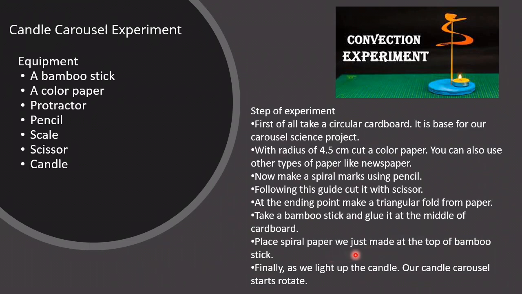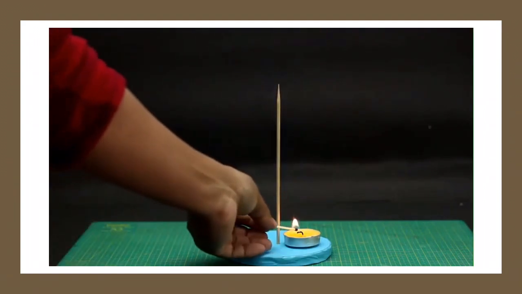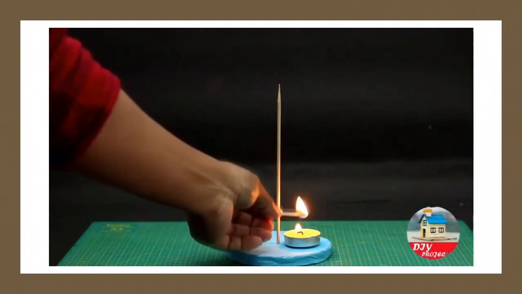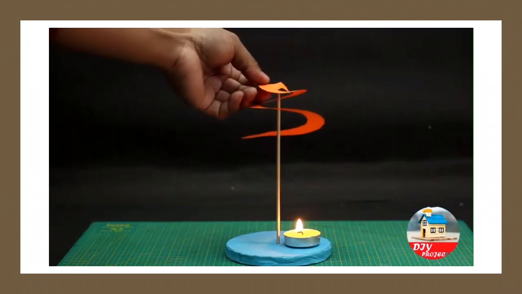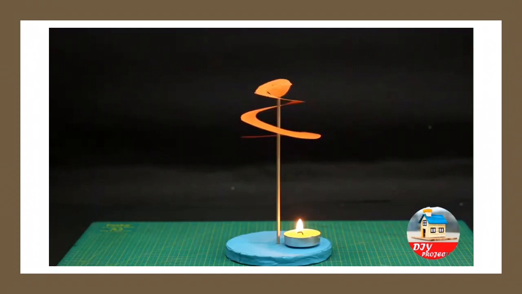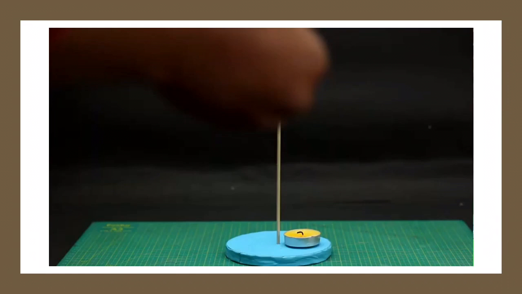The spiral paper is placed at the top of the bamboo stick. Finally, we can light up the candle. Our candle carousel starts to rotate. As you can see here, the candle is lit, just like the experiment. It starts to rotate because of the heat here.